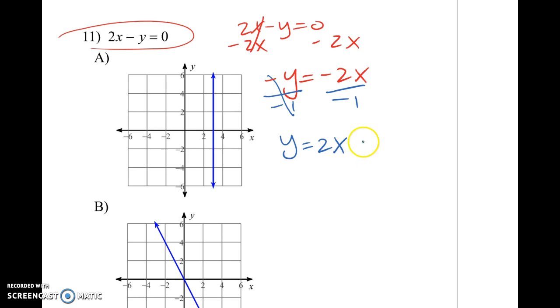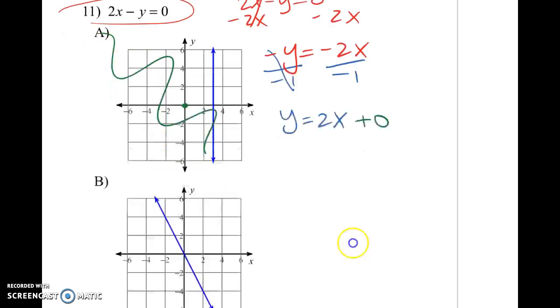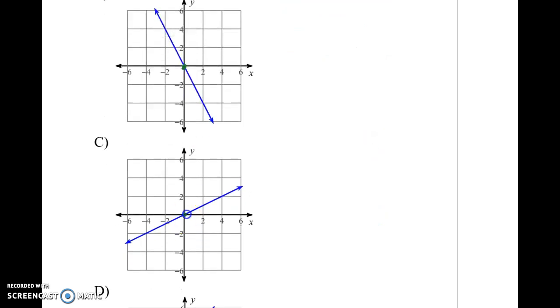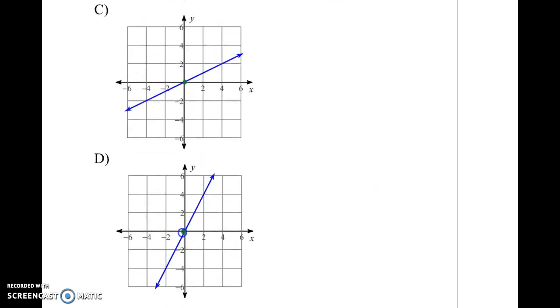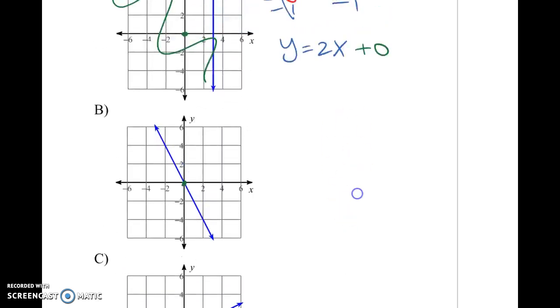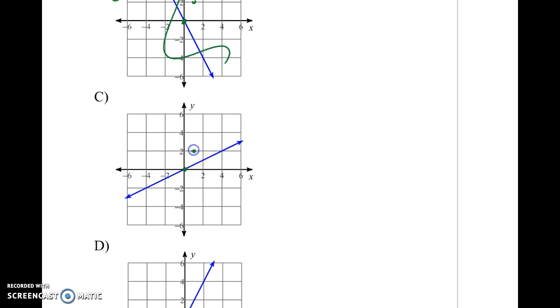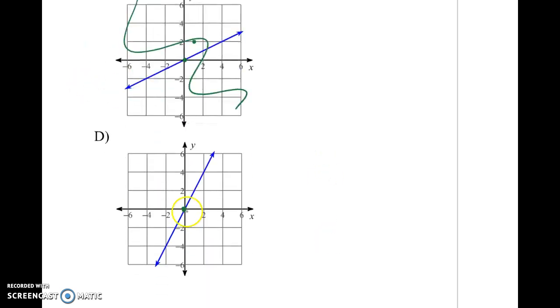So in order to graph this, I need to realize that my y-intercept is 0. So on my graph, I should have a y-intercept of 0, which this one does not. Going to B, I do have a y-intercept of 0. C, I do have a y-intercept of 0. And D, I have a y-intercept of 0. So then the next thing I need to look at is my slope, which is 2 over 1. So from here I should go up 2 and over 1. So B does not match that. C, up 2 and over 1. C does not match that. But D does go up 2 and over 1. So my answer choice is D.